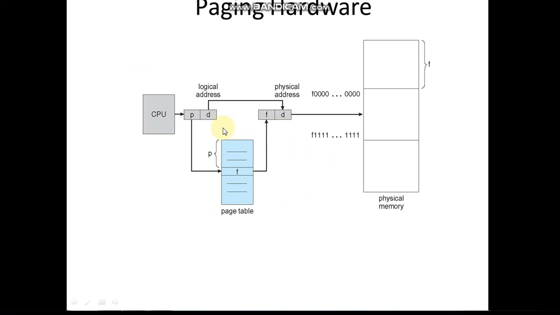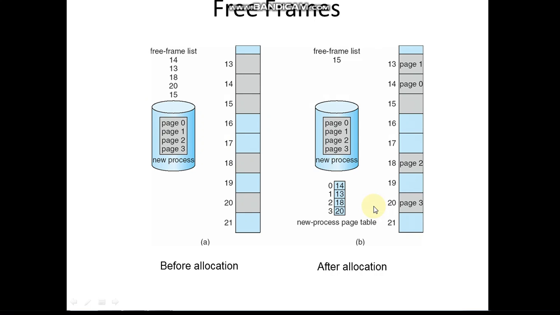So here is an example. You can see the logical address generated by the CPU is divided into a page number and a displacement. This page number is mapped to the page table, wherein it gets a frame number which has to be mapped onto the physical memory. To this frame number, the offset d is added to get the effective address in the physical memory.